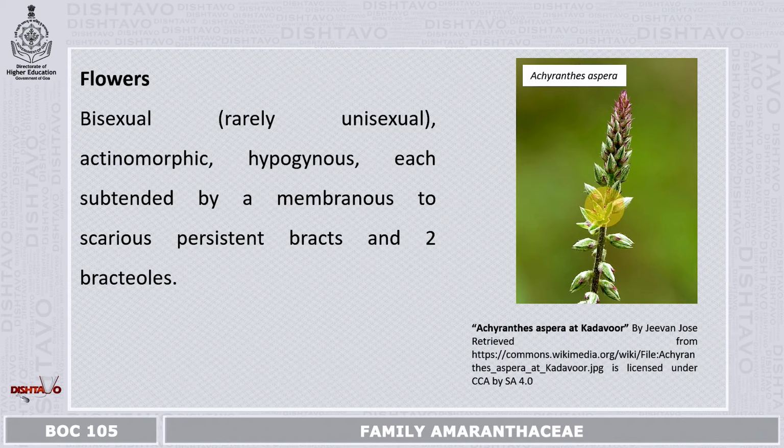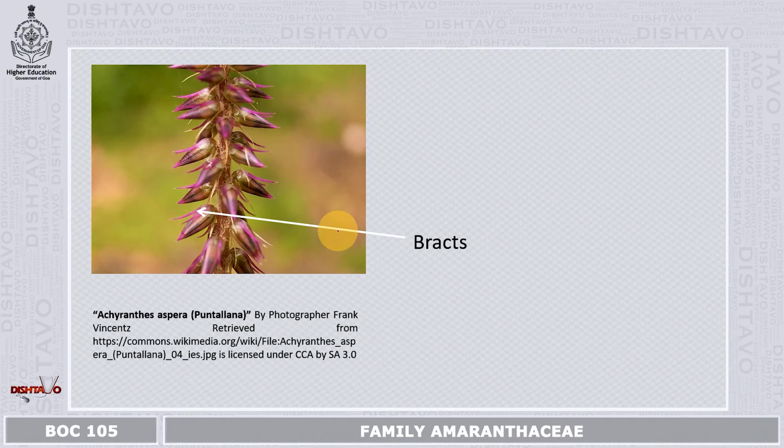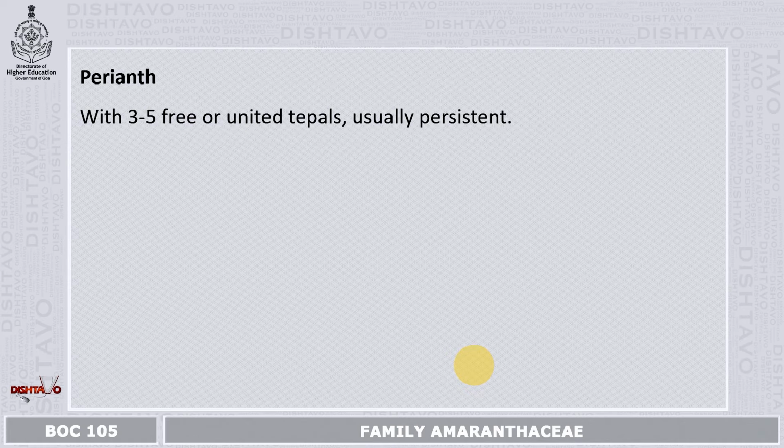On this slide, you all can see an open flower of Achyranthes. You all can see the green color perianth lobes, and looking at the flower, you can make out that the flower has regular symmetry, or flowers are actinomorphic. On this slide, you all can see the inflorescence of Achyranthes, which is a spike, wherein the flowers are showing distinct bracts. Perianth with 3 to 5 free or united tepals, usually persistent, which means they do not fall off.